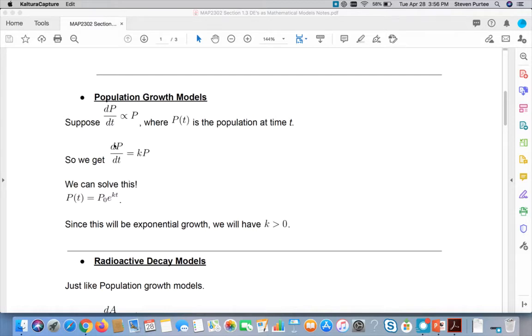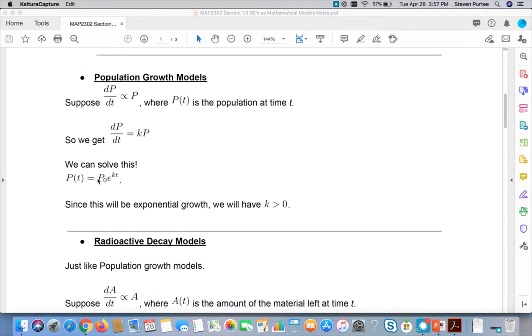Think of some function where, when you take the derivative, you get the original function back, but you pick up just a constant in front. Well, that's e to the x. The derivative of e to the x is e to the x. If I want to pick up an extra k, I put a k in the exponent.